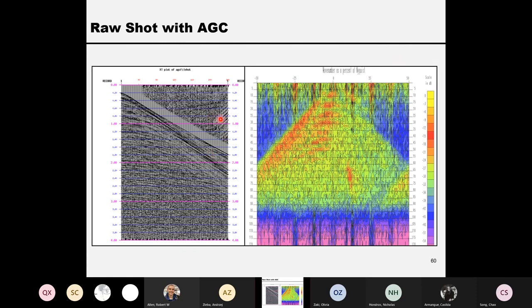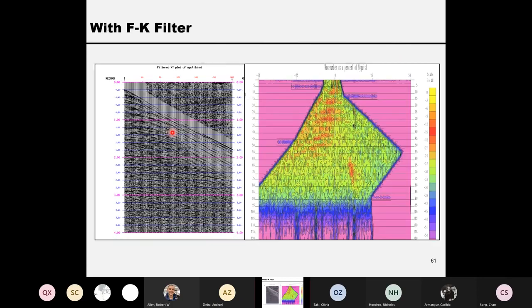which is a lower frequency. It's here. It's gone now. And also very strong arrivals here. It appeared here, now it's also gone. That's the FK filter.